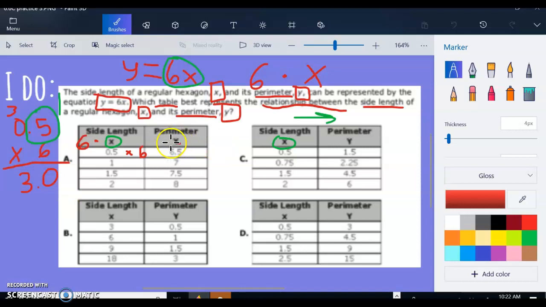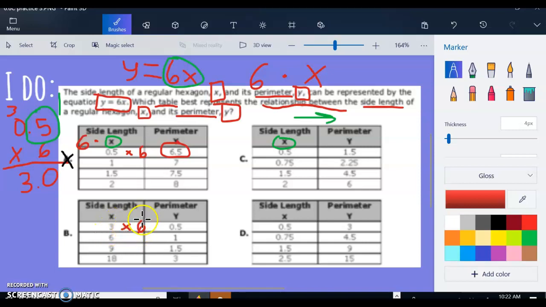Now, does this over here say 3.0? It does not. So that is not our answer. So we're going to mark out A. Let's go to answer choice B right here. So remember, we're going to be multiplying x times 6. Each one of these values is going to be times 6.